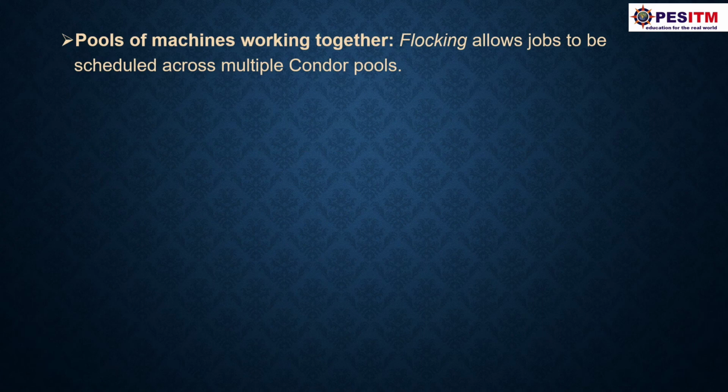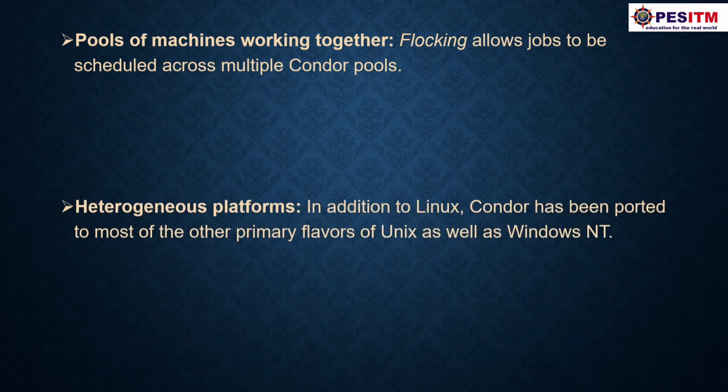The next feature is pools of machines working together. Flocking allows jobs to be scheduled across multiple Condor pools. It can be done across pools of machines owned by different organizations that impose their own policies.